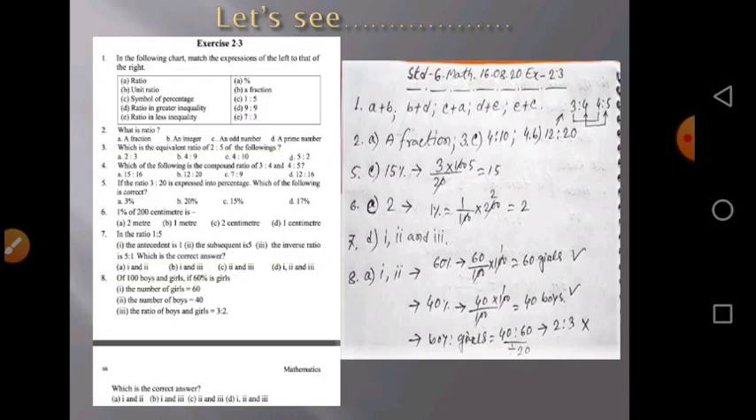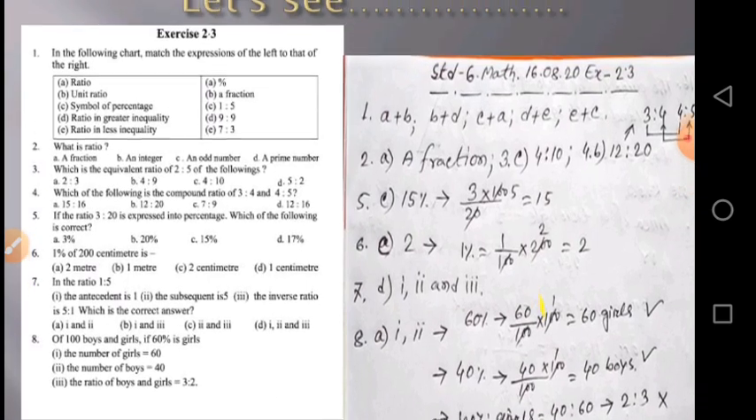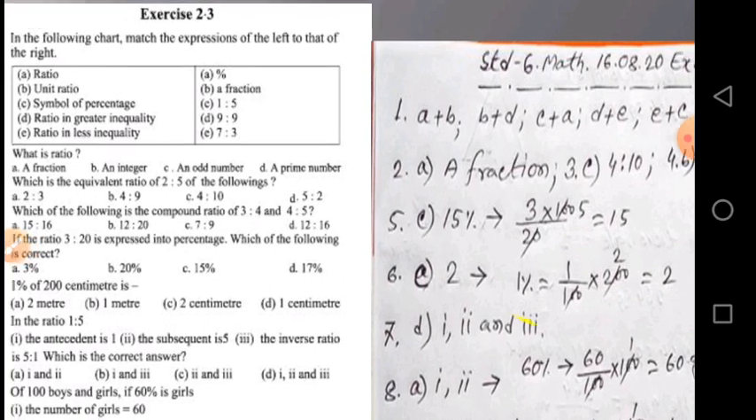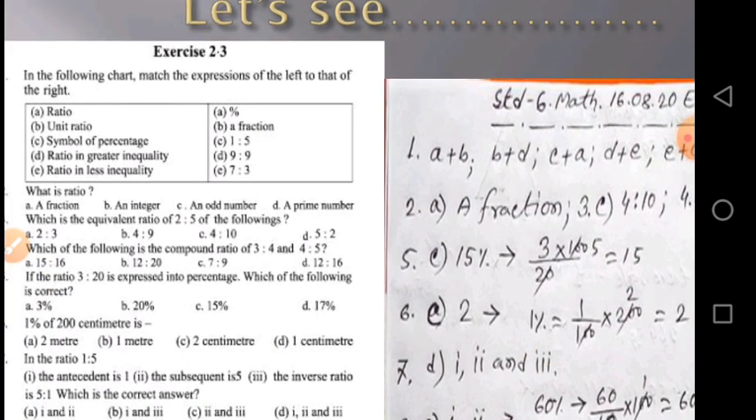Today we will see 2.3 MCQ part. Here you can see the question with solution. In question number 1, in the following chart, match the expression of the left to the right.